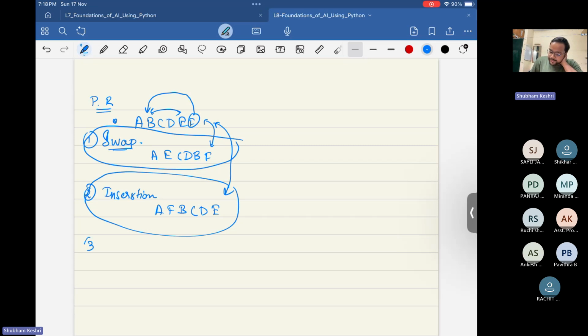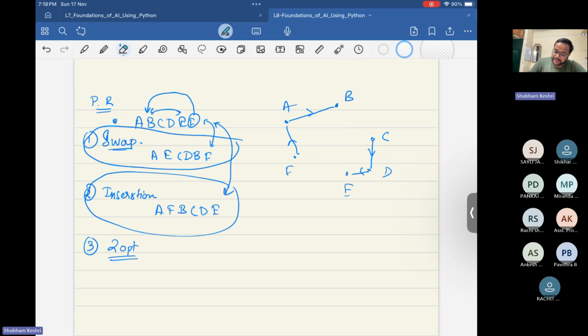Another can be two opt. So what is two opt? This will be easier to show. A, B, C, D, E, F. So your solution was this A, B, C, D, E, F. What two opt does is it removes two edges. So it will remove this edge and this edge, and it will go here, come here, and reverse these edges. So this is two opt.